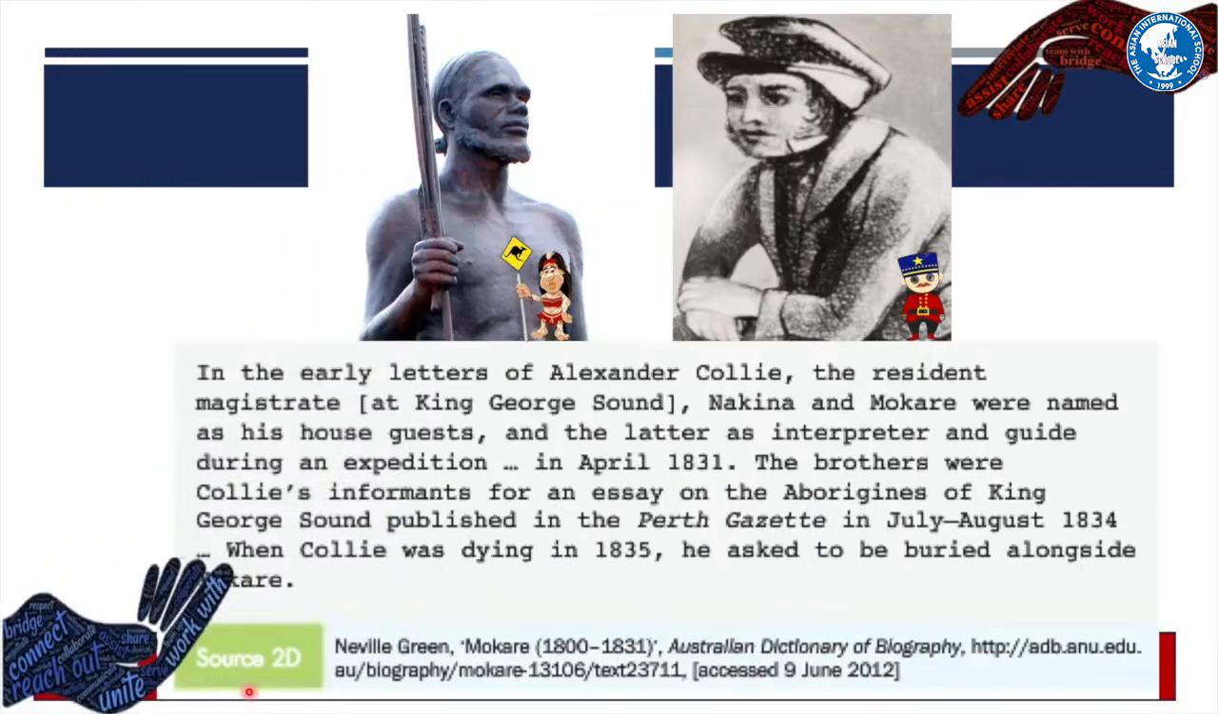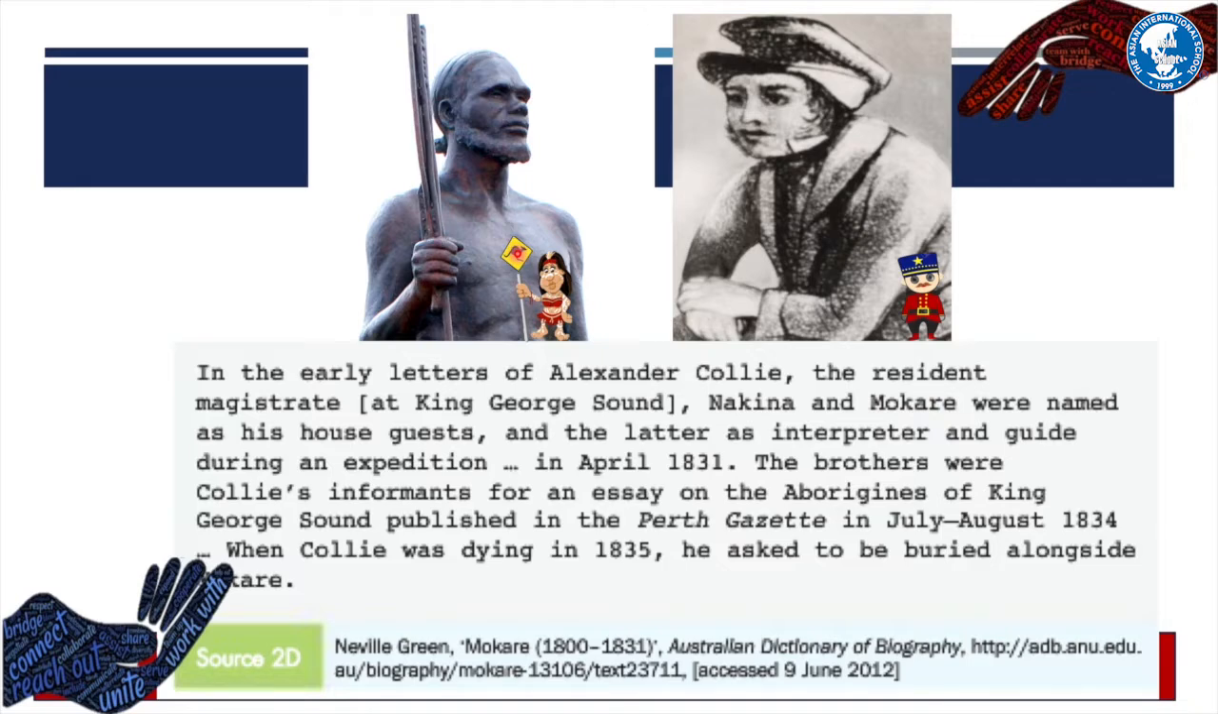Now let's have source 2D. So this shows a good bond or friendship between Alexander Colley, the resident magistrate at King George Sound, and an Aboriginal man from the southwest corner of Australia named Mukare. Now Mukare and his brother were Colley's informants for his essay. And Mukare usually stayed at Colley's house whenever he visited Albany settlement.